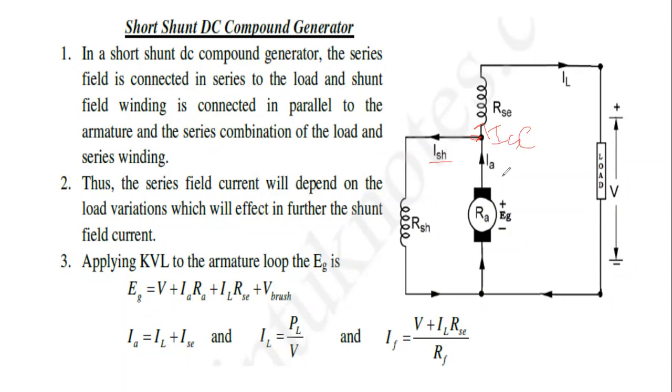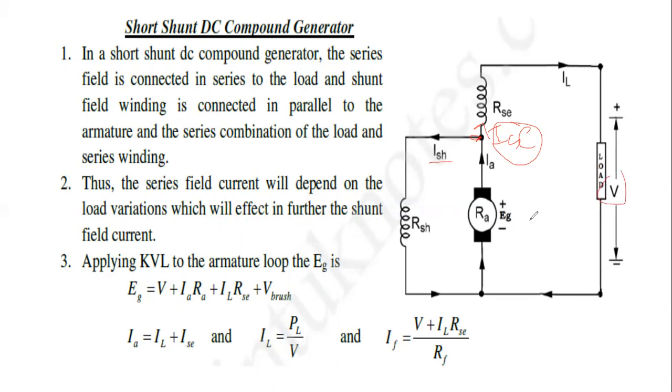Therefore, this armature current is divided into two currents, ISH and ISC. Why is it named ISH? The current flowing through the shunt field winding is named ISH, and the current flowing through the series field winding is named ISC. And this is the load current, and the voltage across this load is V.